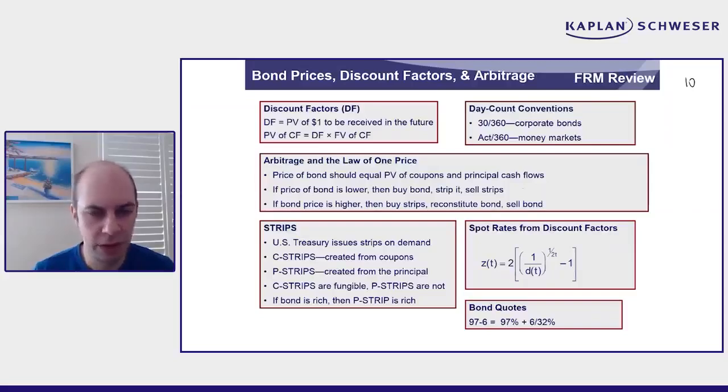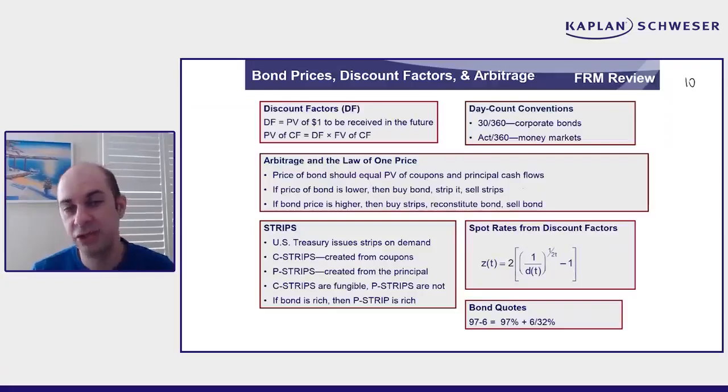price of a bond. Here, of course, we mention the law of one price, and we mention the fact that if the bond price is lower than what it should be, based on the spot rates or the discount factors, then we should buy the bond, strip it, thereby capturing the arbitrage. If the bond price is rich, then we should do the reverse. We should buy the strips, reconstitute the bond, and sell the rich bond.